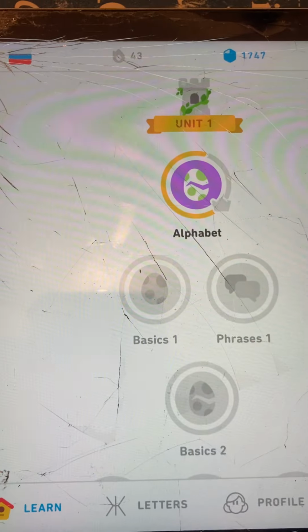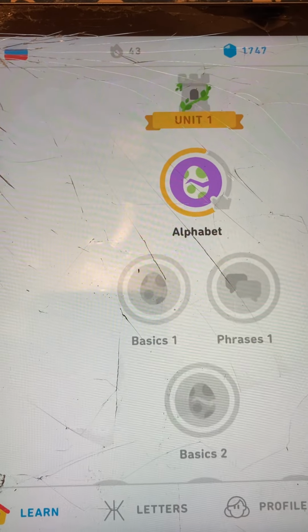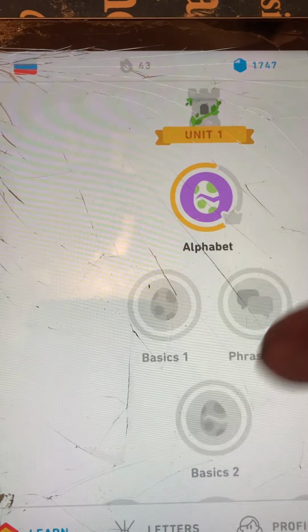Learning Russian. Today is May 16th, 2022. Let's learn the letters.